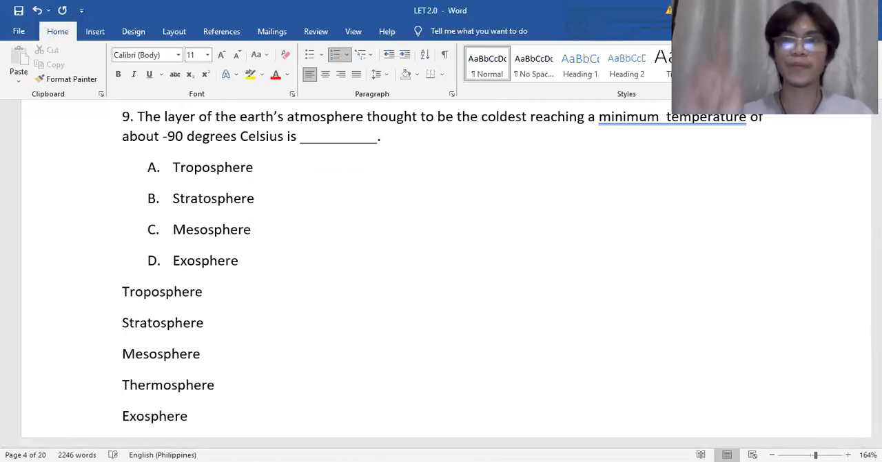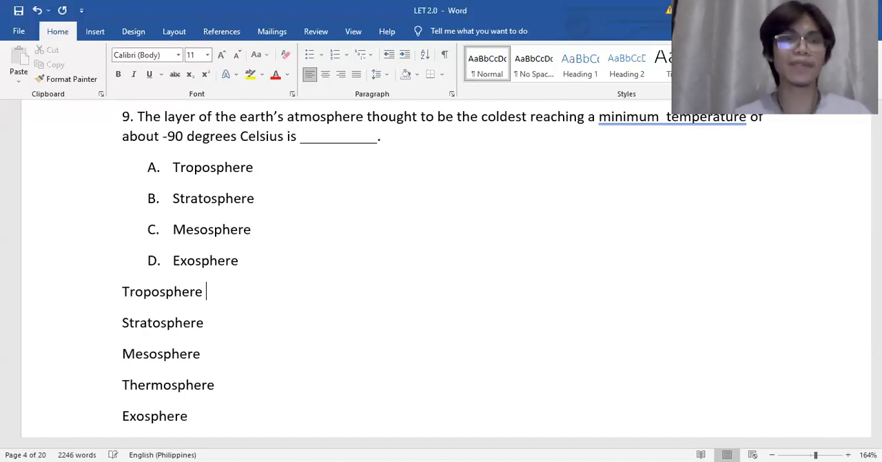So I'll give you a hint for this. Mesosphere. What's with mesosphere? It's just with letter M. In Tagalog, we call it malamig. Letter M, malamig. So it's the coldest. Malamig, mesosphere, malamig. It's the coldest, about negative 90 degrees Celsius.